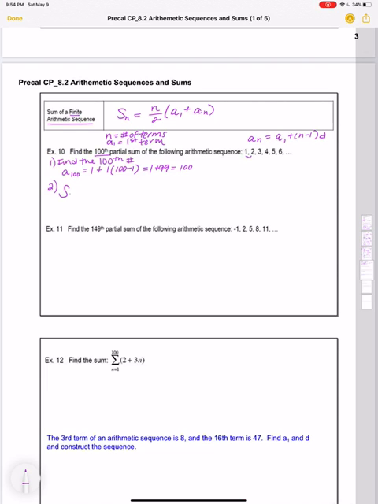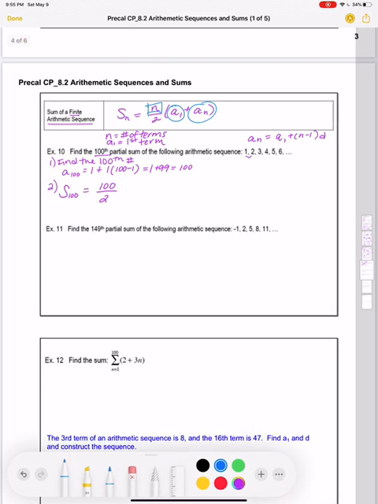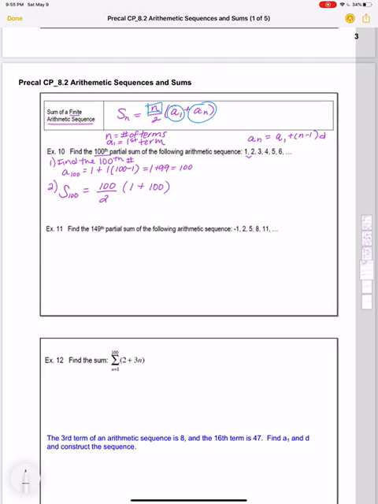The sum of the first 100 terms is 100 over 2. So the only things that change here are your n and these two numbers. Okay, so 100 over 2 times a sub 1, our first number, 1, plus a sub n, 100.